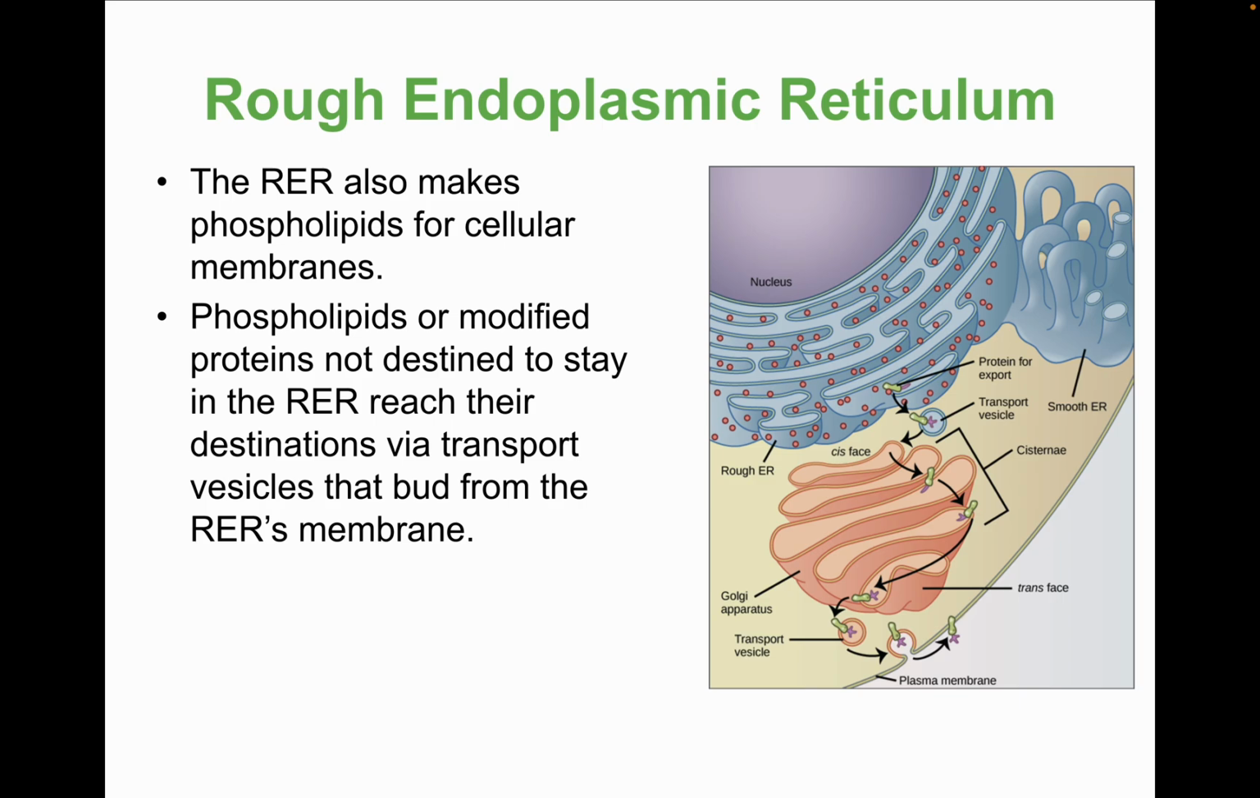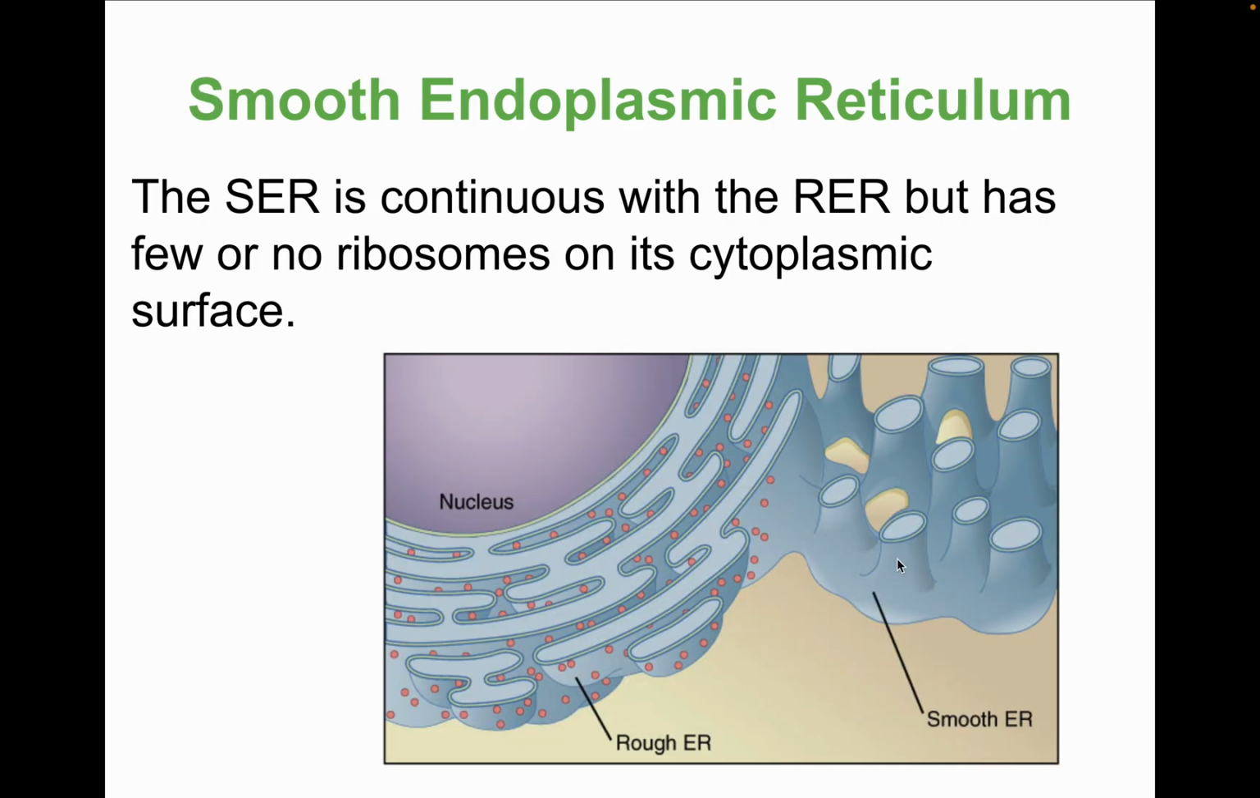Phospholipids and modified proteins are not destined to stay in the RER, so they reach their destinations via transportation vehicles in your cells called vesicles. Basically, the vesicles, as you see here, bud, which means they come out of the RER, and they deliver whatever got produced in the RER to the rest of the cell, which in this case looks like it's heading toward the Golgi apparatus.